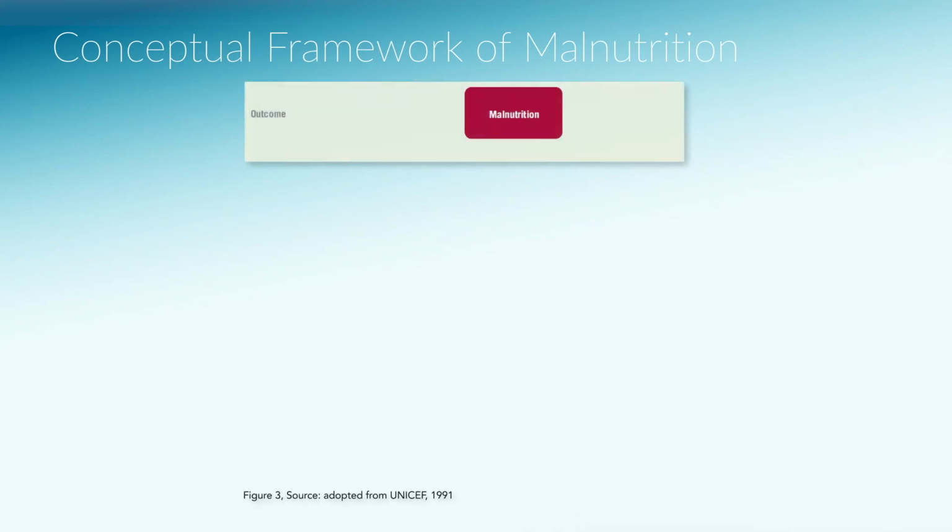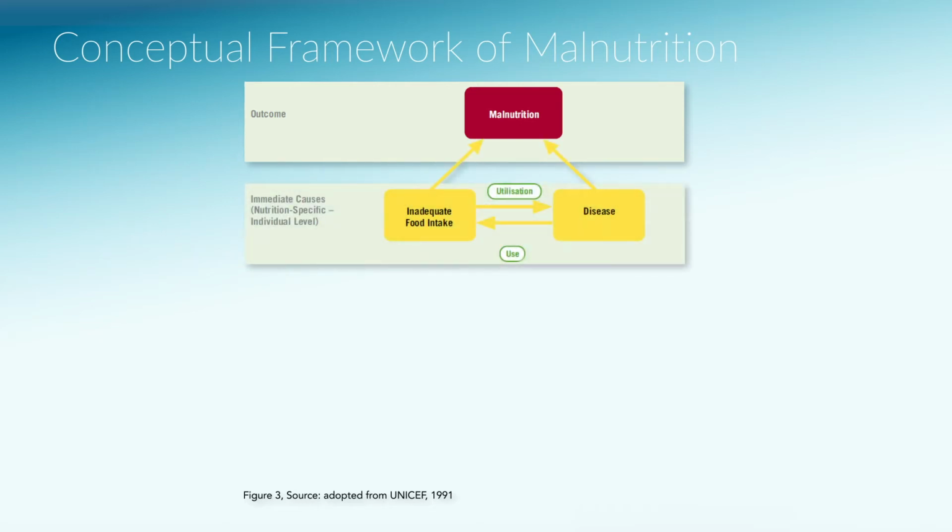On top of the framework, we find the malnutrition status. This is a manifestation of causes occurring at different levels. At the individual level, an inadequate food intake or a disease can cause malnutrition. In fact, this goes together. Someone sick often loses appetite, and someone not eating food will likely fall sick. These are the immediate cause level.